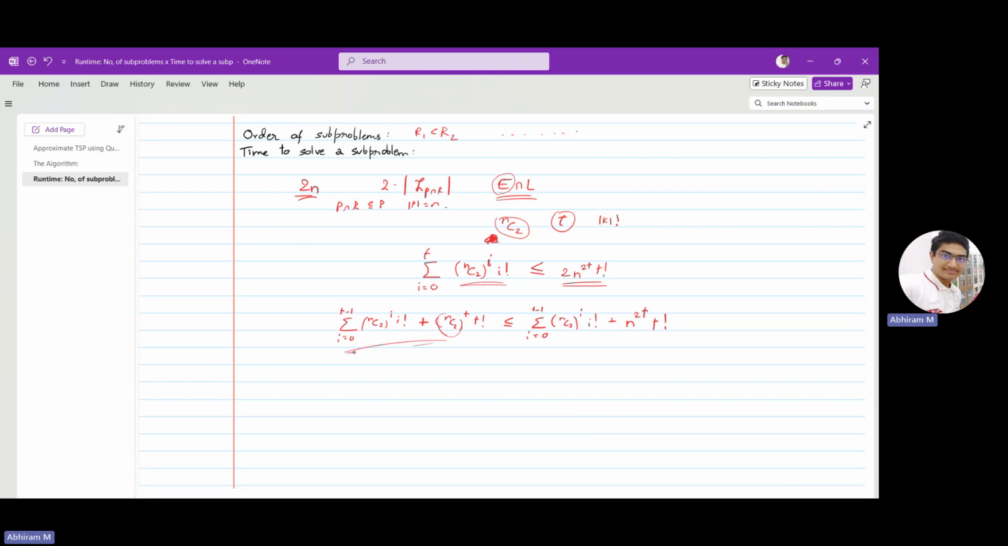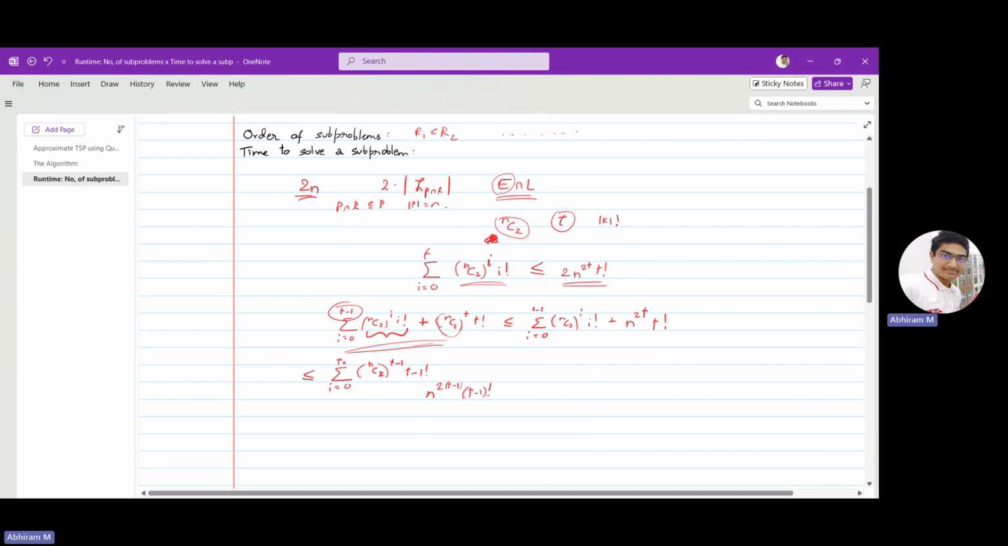Okay, so this gives us one of the n to the power 2t t factorials. The other one comes from this summation, because we can say that each of these individually is less than the highest one. We notice that this is an increasing function in i, and so it's going to be less than or equal to NC2 to the power t minus 1, which is the highest possible value that i can take, into t minus 1 factorial. And so this is going to be n to the power 2 into t minus 1 whole factorial.